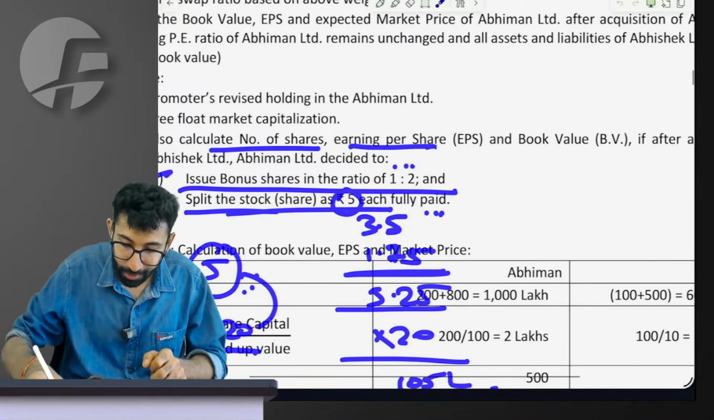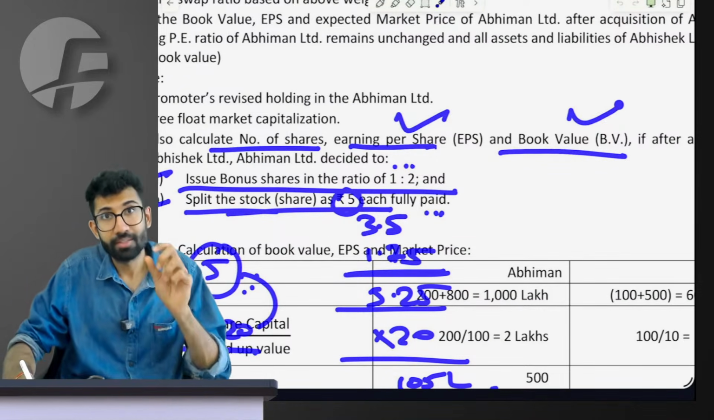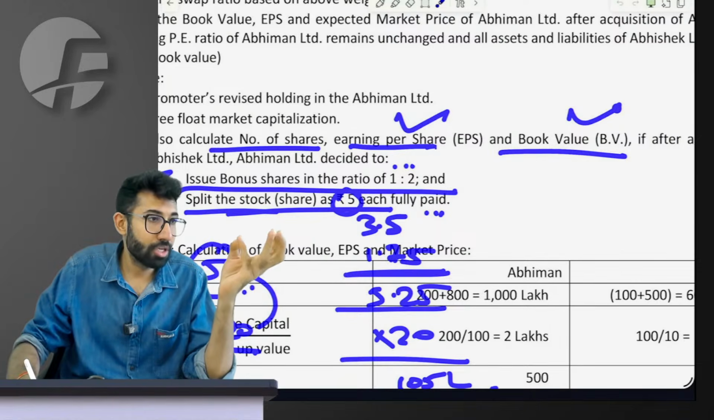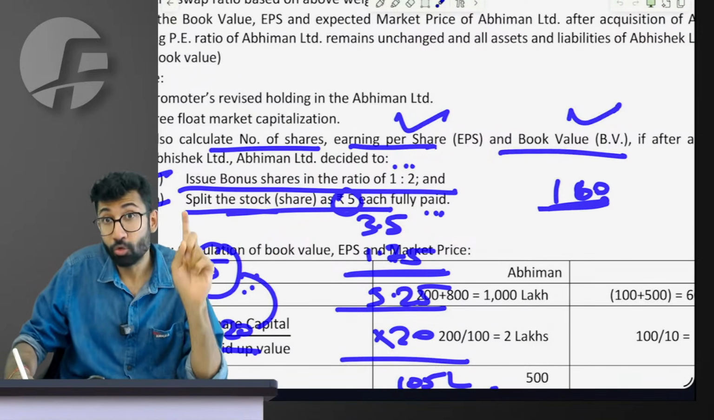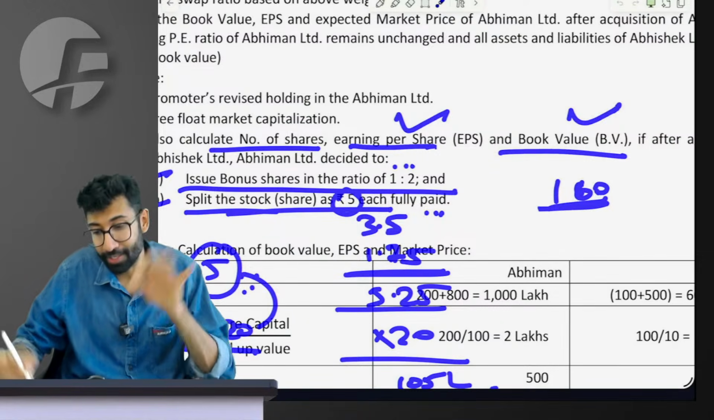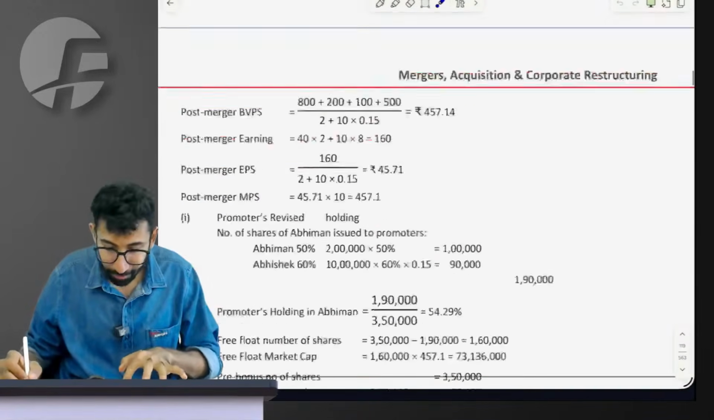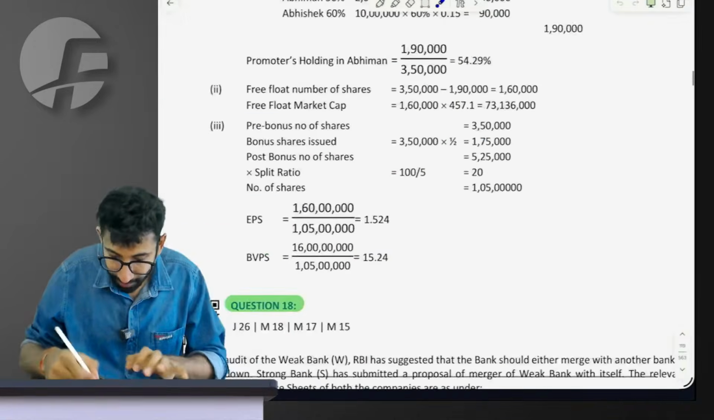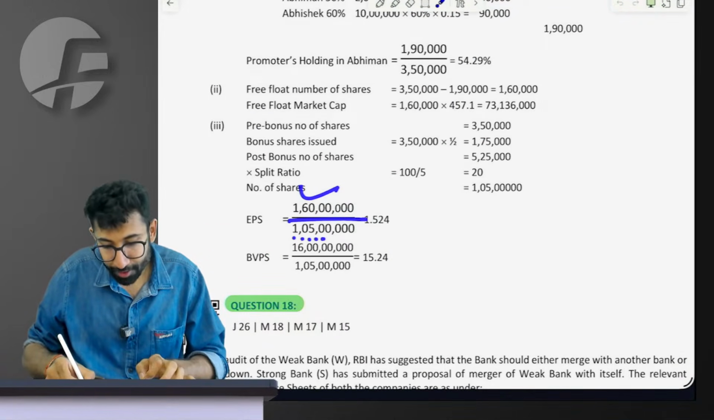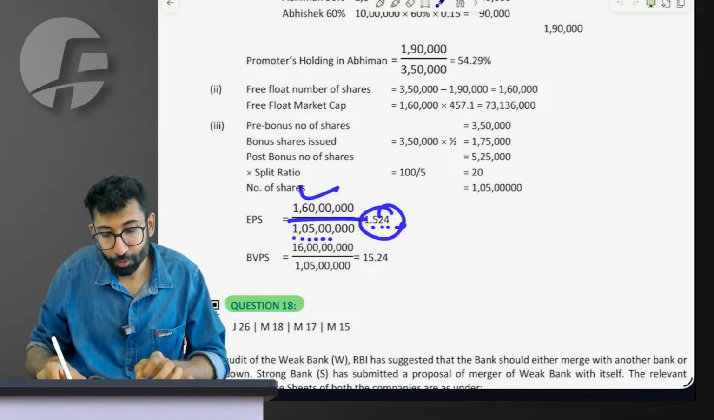And accordingly, how much will the EPS and book value become? Sir, the total profit does not change because of bonus or split. The total profit of 160 remains the same. The total PAT, my PAT plus your PAT, 80 plus 80, which is 160, divided by the number of shares, which will now be 105 lakhs, giving me 1.524 of EPS.